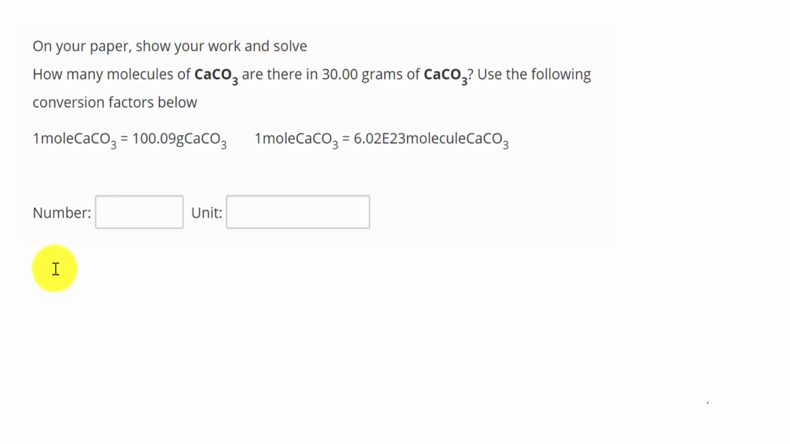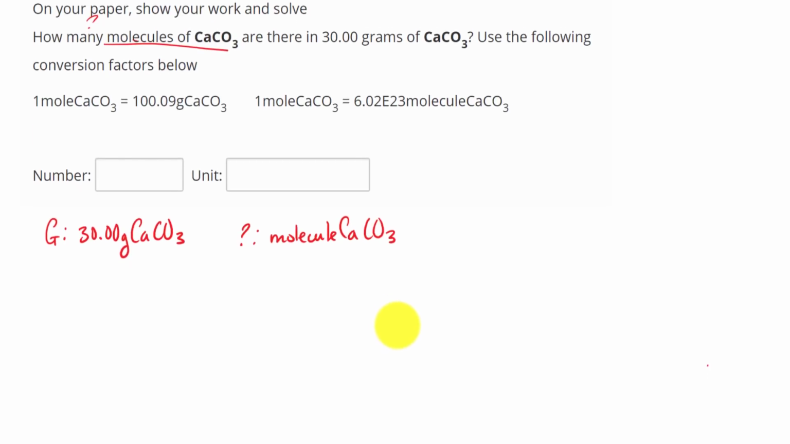So on your paper, you need to write the following. First of all, what is given to you? Well, we are given 30 grams of calcium carbonate. And what are we looking for? We are looking for molecules of calcium carbonate. Now let's continue to solve this problem.